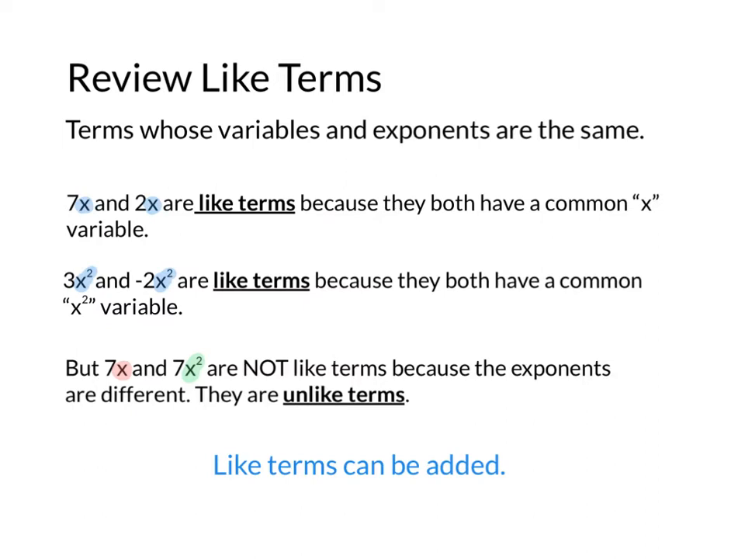These monomials are not like terms. 7x has an x variable, and 7x squared has an x squared variable. They're different. Because the exponents are different, they are called unlike terms. Only like terms can be added.